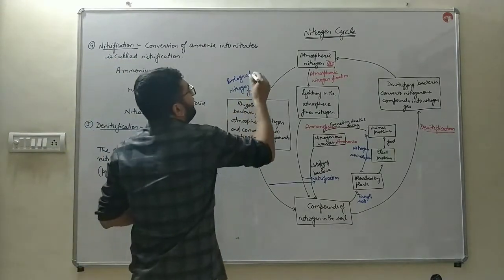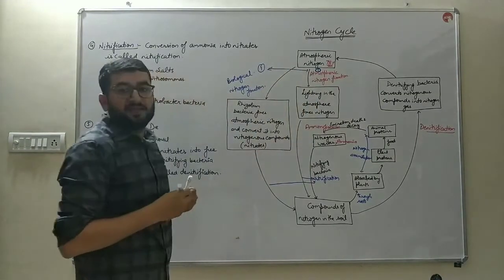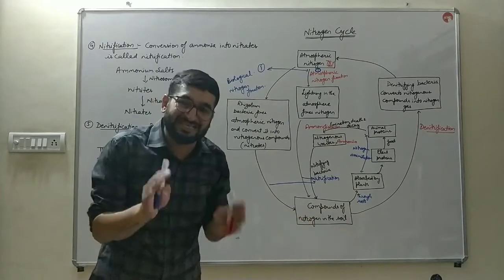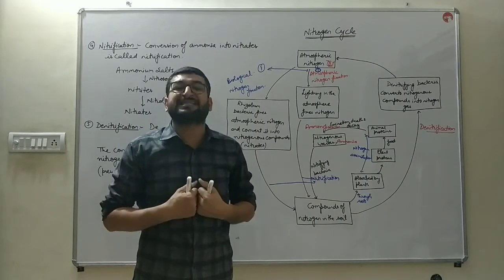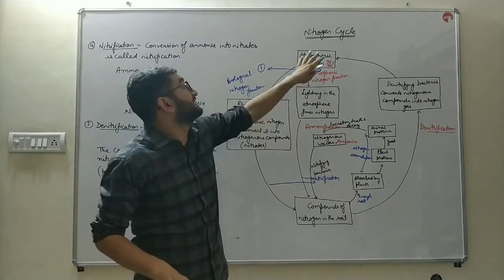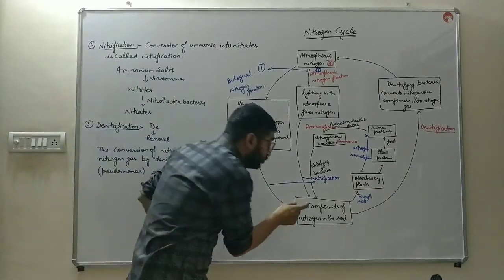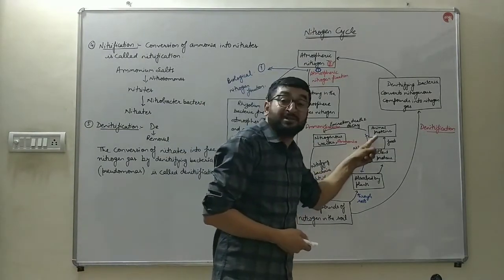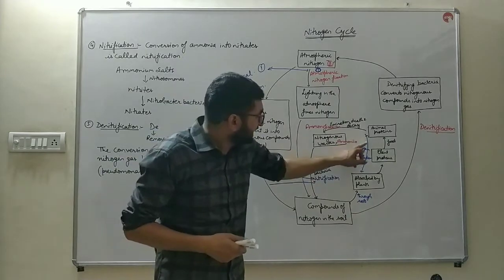The first step is nitrogen fixation. The conversion of atmospheric nitrogen into the useful nitrogenous compounds known as nitrates by living organisms like rhizobium bacteria, or by cyanobacteria, that is blue green algae, by atmosphere or by environment, that is lightning, or by industries, is known as nitrogen fixation, the first step. The second is nitrogen assimilation. The utilization of these nitrogen compounds by the plants and then animals for their structural components is known as nitrogen assimilation.